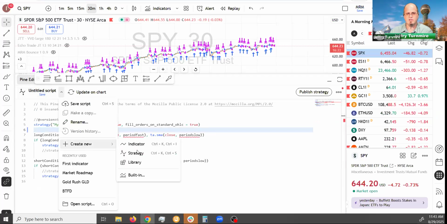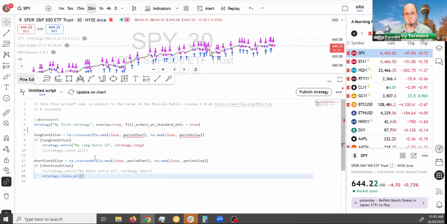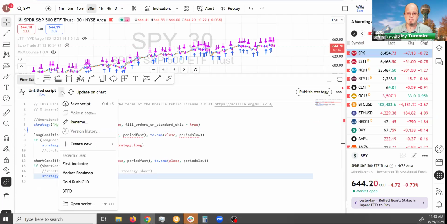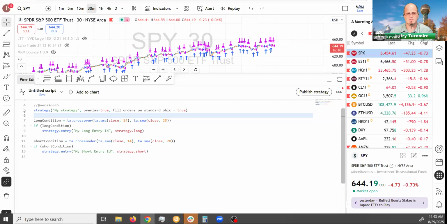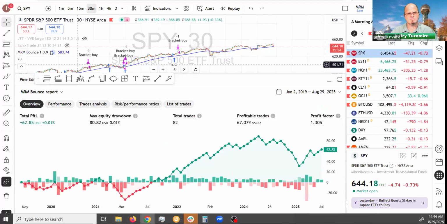You go and create new, and you create strategy, and you get kind of a blank slate. In fact, we could just do that. We could just start a new one. New strategy. You want to save the current? No. So this is what it looks like here. We've got this new strategy, and we're going to name it my first time strategy right there. Overlay true, all that stuff.